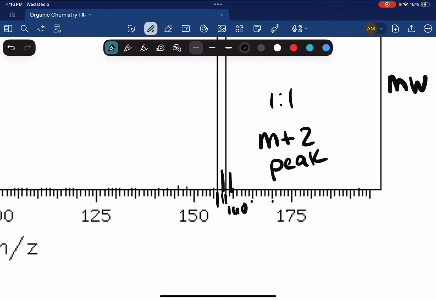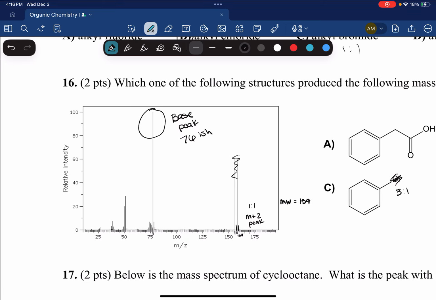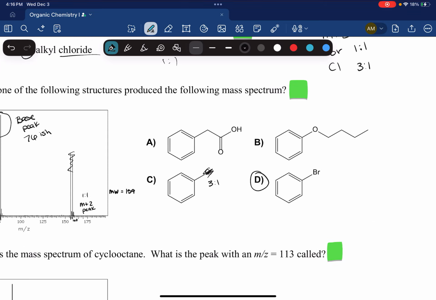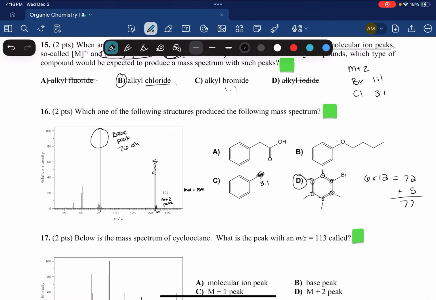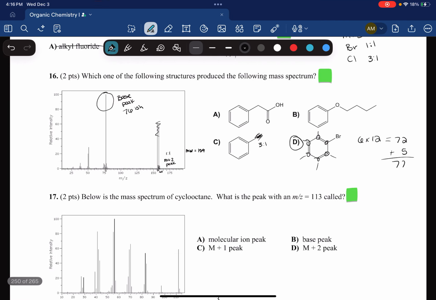Okay, and then we know that at about 76 is our base peak, so let's double check it, right? We've got 1, 2, 3, 4, 5, 6 carbons. 6 times 12 gives you 72, plus 1, 2, 3, 4, 5 hydrogens. Puts us at about 77. So good. That's where our base peak was.